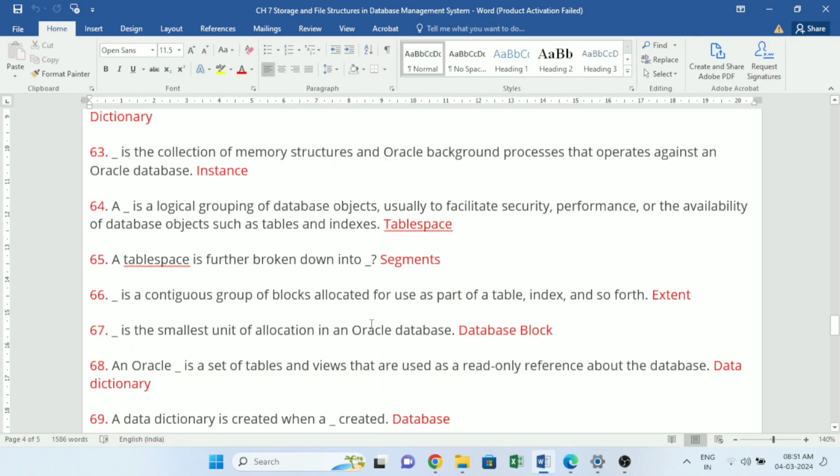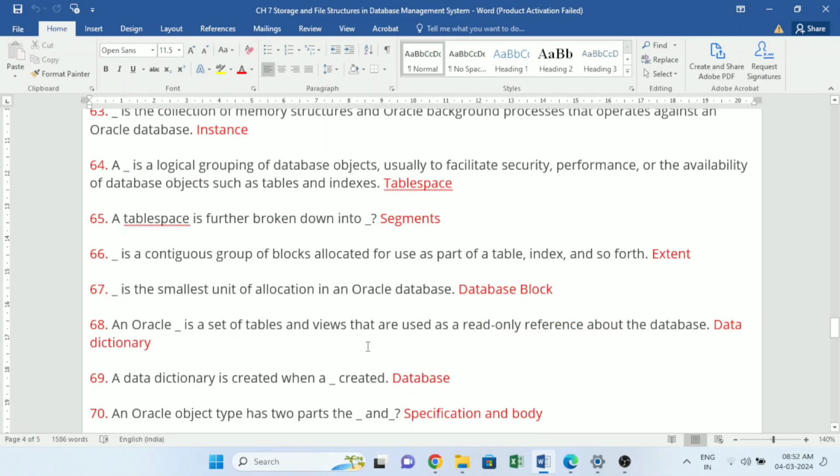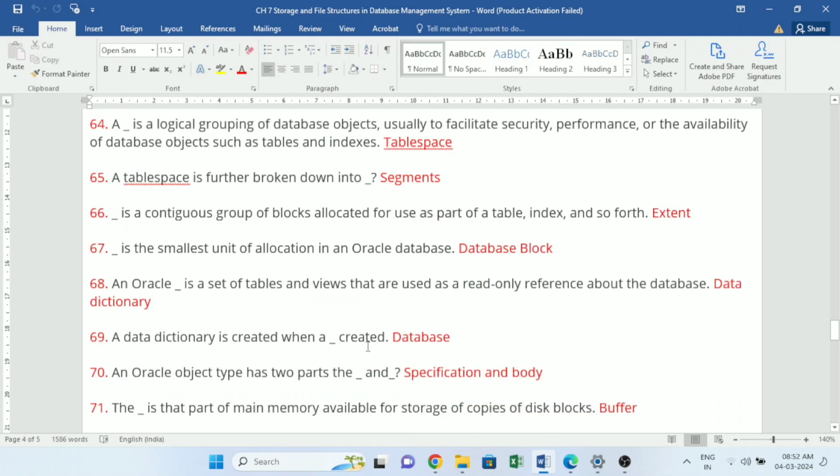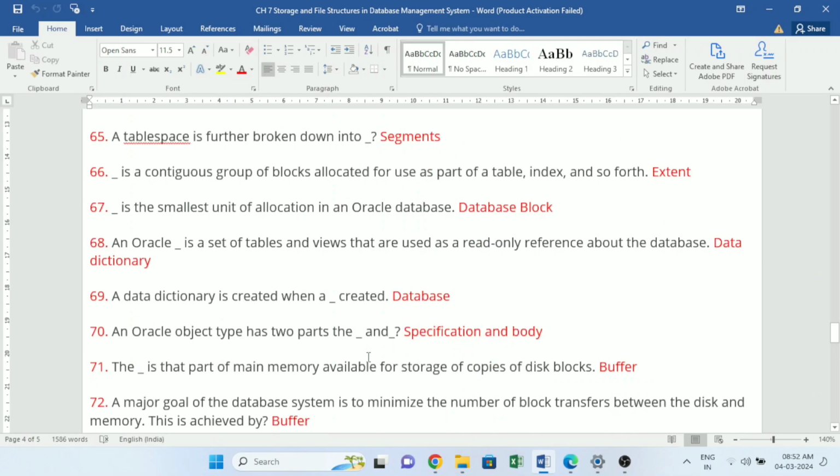Table space. 65. A table space is further broken down into _ segments. 66. _ is a contiguous group of blocks allocated for use as part of a table, index, and so forth. Extent. 67. _ is the smallest unit of allocation in an Oracle database. Database block. 68. An Oracle _ is a set of tables and views that are used as a read-only reference about the database. Data dictionary.